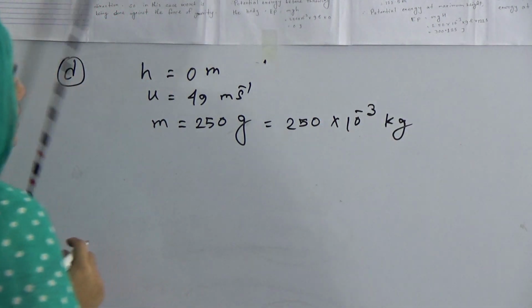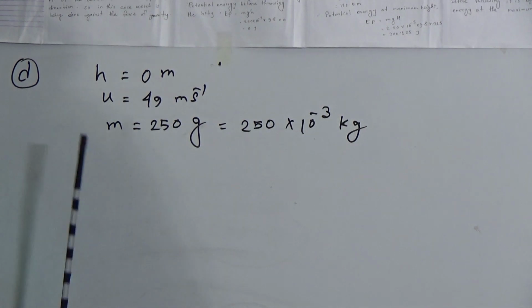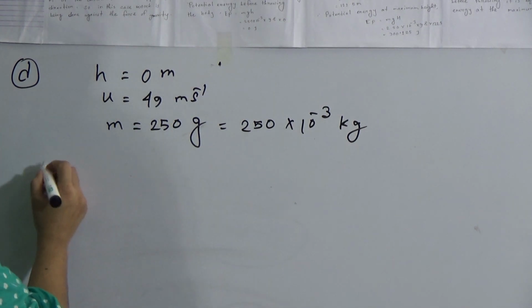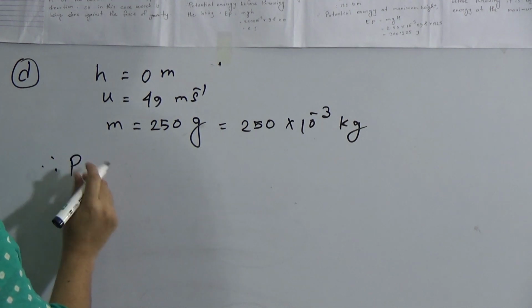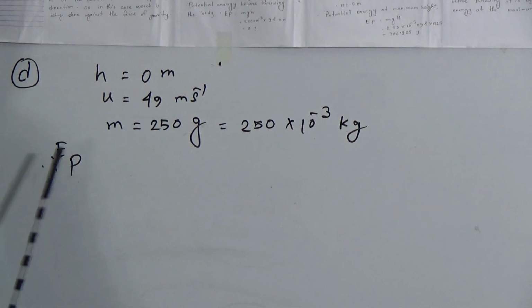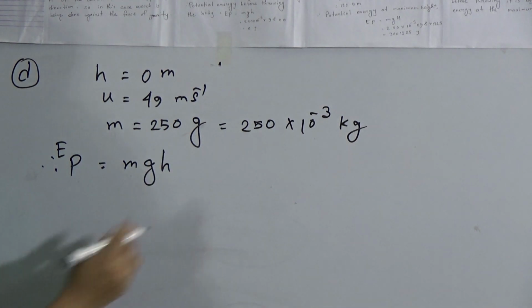Okay, and potential energy before throwing the body. We have to find out the potential energy before throwing the body and the kinetic energy before throwing the body. So the potential energy before throwing the body, potential energy EP equals mgh. The formula of potential energy equals mgh.